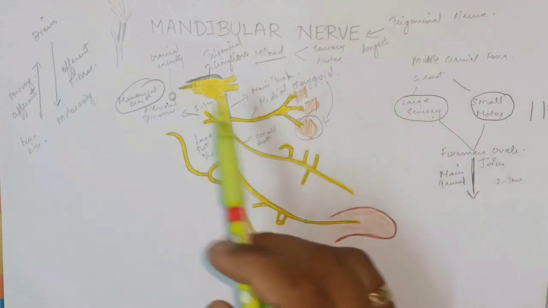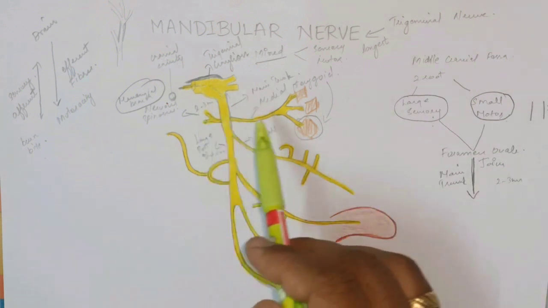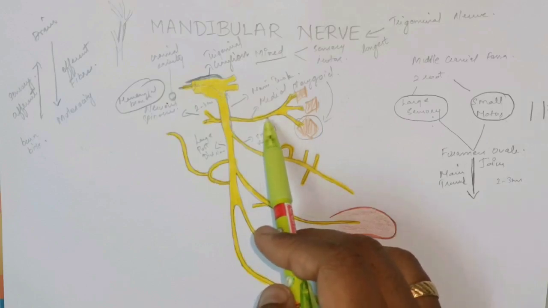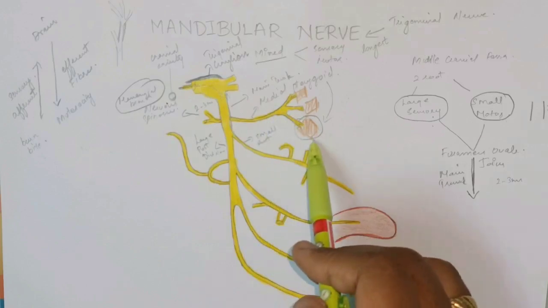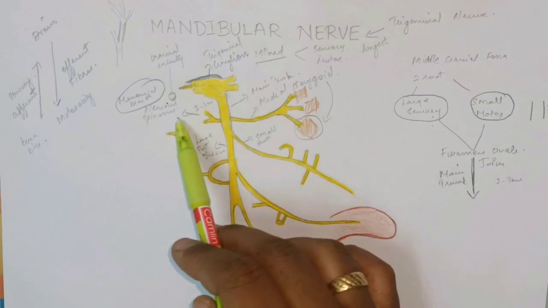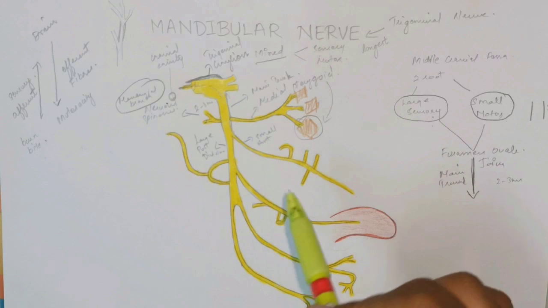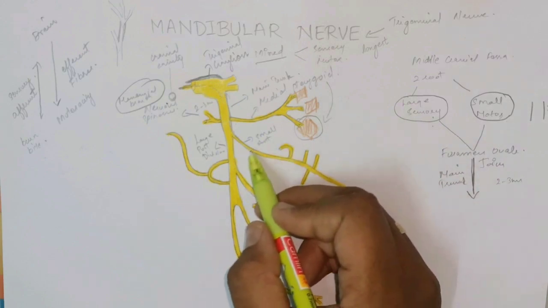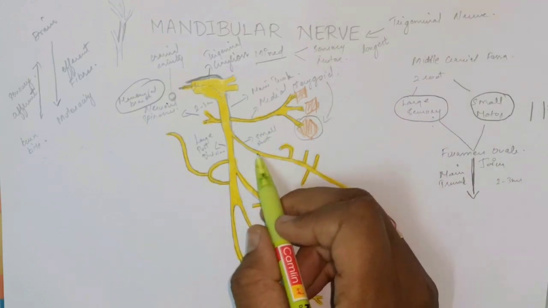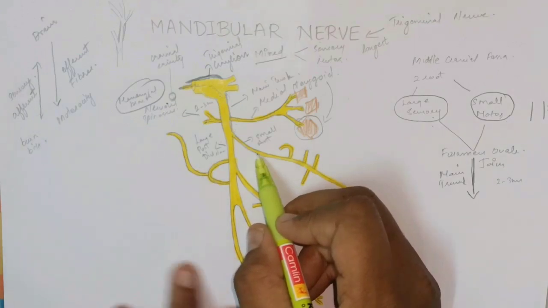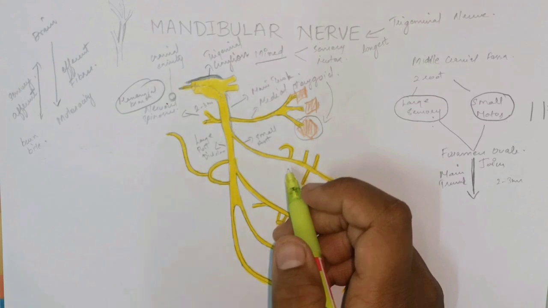Next we are going to see the anterior branch. Before that, let's revise once more. The main trunk gives 2 branches. One is your meningeal branch. It will enter through the foramen spinosum and reach the cranial cavity again, and the second one is your nerve to medial pterygoid. Then comes your small anterior branch.